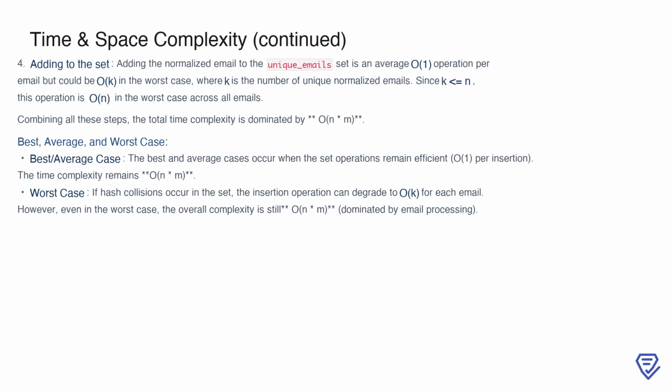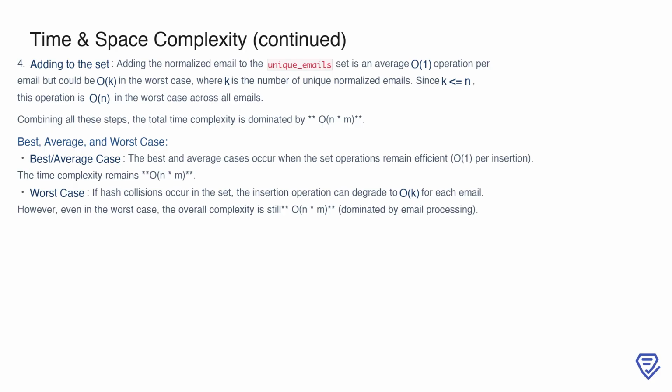Adding the normalized email to the unique_emails set is another critical step. On average, inserting into a set is an O(1) operation per email, but in the worst case, where hash collisions occur, it can degrade to O(K), where K is the number of unique emails. Since K is at most n, this operation is O(n) in the worst case across all emails. Combining this with the previous steps, the total time complexity remains dominated by O(n*m).